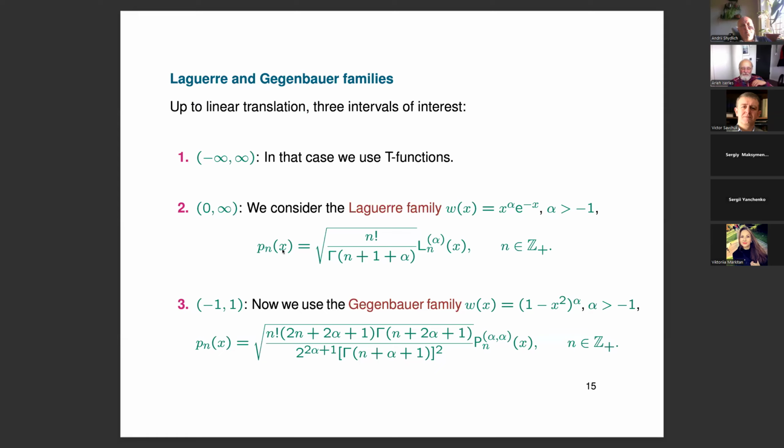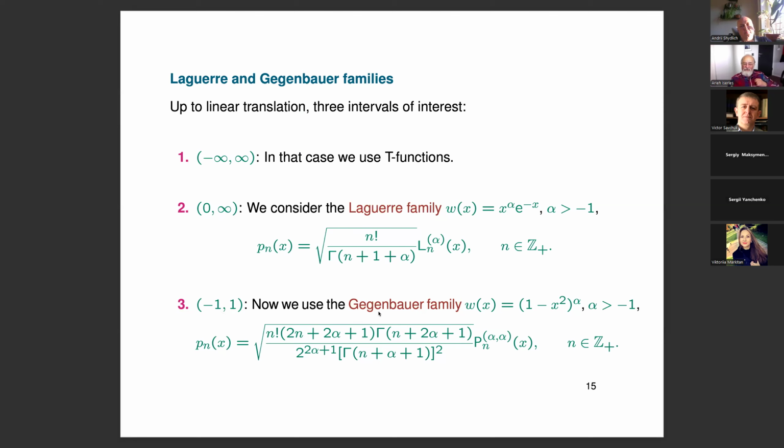And then Pn, the nth orthonormal function or polynomial, is Ln alpha, but normalized to be of norm 1. And this we multiply by square root of x to the alpha e to the minus x. And the interval is minus 1, 1.